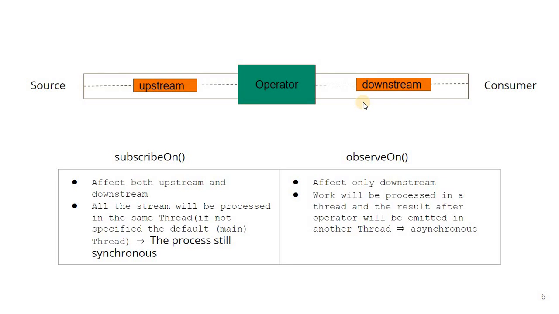Now we can understand the 2 keywords subscribeOn and observeOn. Actually, subscribeOn affects both upstream and downstream. All the stream will be processed on the same thread. But observeOn affects only downstream. Work will be processed in one thread and the result after the operator will be emitted in another thread. Look at this example to understand more.